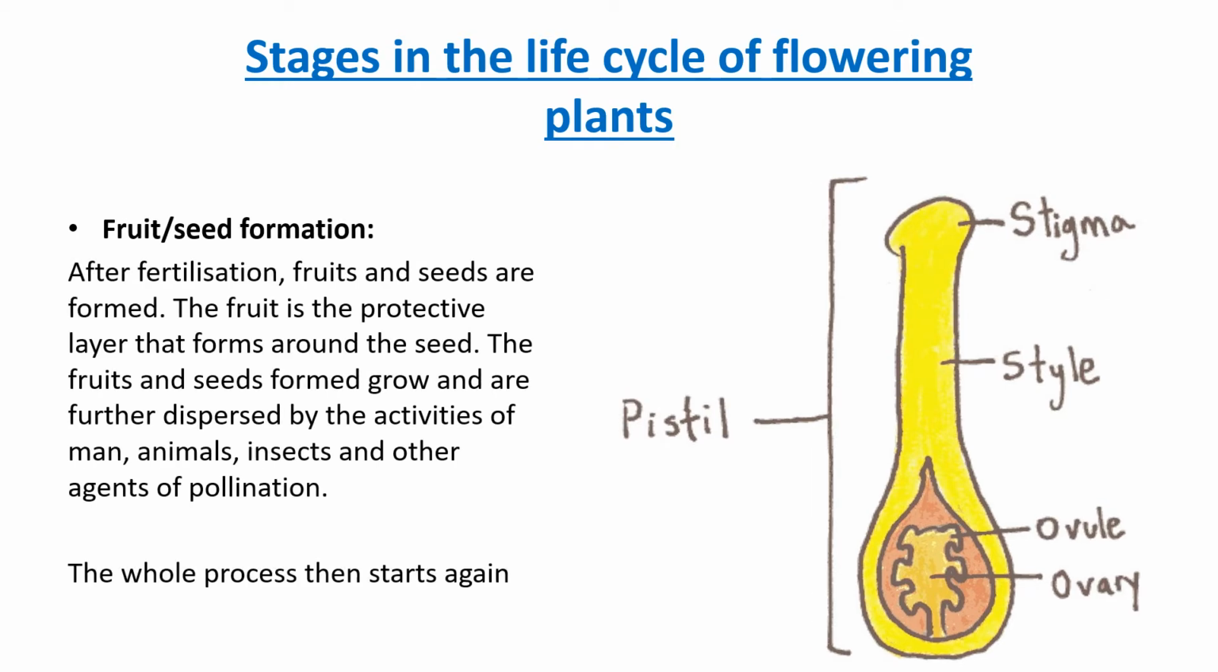Fruit and seed formation. After fertilization, fruits and seeds are formed. The fruit is the protective layer that forms around the seed. The fruits and seeds formed grow and are further dispersed by the activities of man, animals, insects and other agents of pollination. The whole process then starts again.